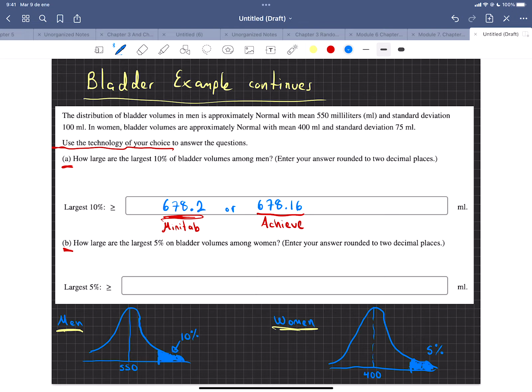Minitab, go to graph, probability distribution plot, view probability, okay. Be careful that you enter the right mean for the women. The mean for the women is 400. Standard deviation is 75. Options, now change 5%. 5% in decimals is 0.05. And use again the right tail. Okay, okay. And there you have the answer: 523.4. This one here. You see?